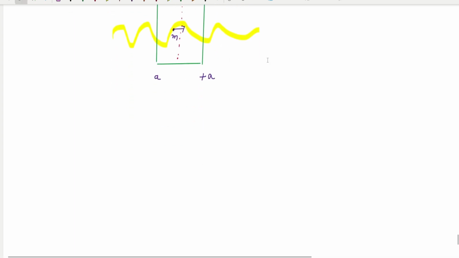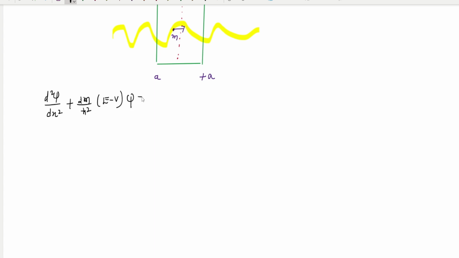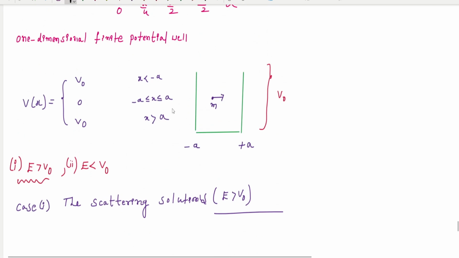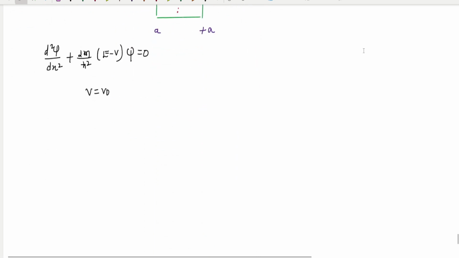If you want to solve using the Schrodinger time-independent wave equation, we already know the Schrodinger wave equation: d square psi divided by dx square plus 2m divided by h cross square into E minus V times the wave function psi equal to 0. Here V equals V naught. This is very important information; maybe we forgot to write it. V equals V naught here, and here also. These are the potentials for the different boundary conditions.